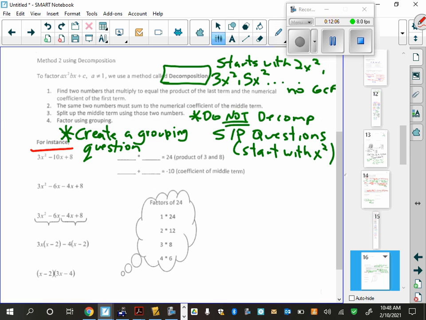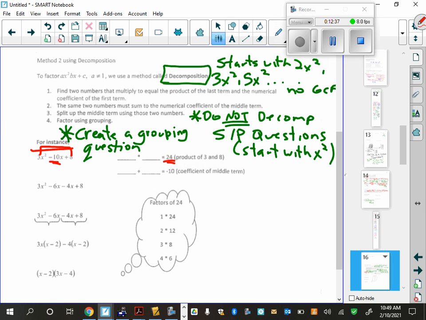Here's an example where you're going to use decomp. It starts with 3x squared, and you can't take a 3 out of all the terms, so there's no GCF. If you have that, the first step is sum product, except the product is no longer the number at the end. The product is the first number times the last number. Okay, so it's 3 times 8. That's the product of 24. The sum is still the one in the middle.